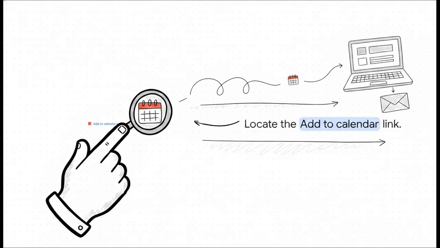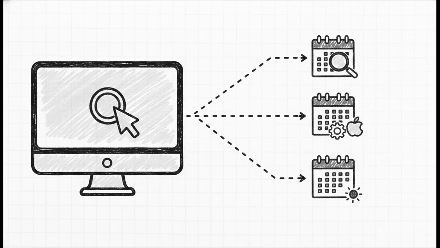Instead of closing the window, what you actually want to do is scan the page for the Add to Calendar link. Usually it's got a cute little red calendar icon right next to it. Now, if you happen to be moving too fast and you do accidentally close the web page, don't sweat it. That exact same Add to Calendar option is also embedded right inside the automated confirmation email that Zoom shoots over to your inbox.